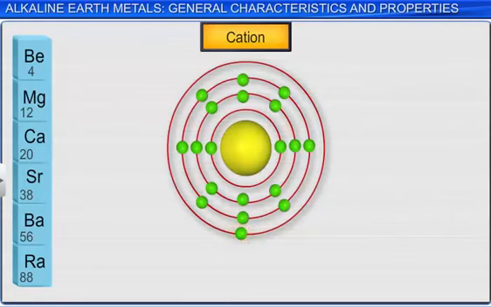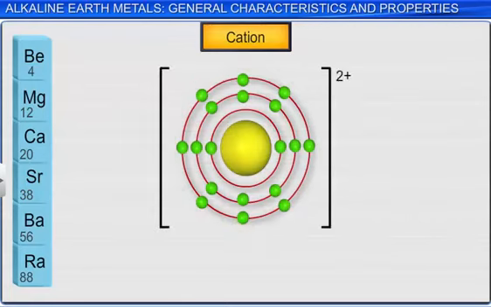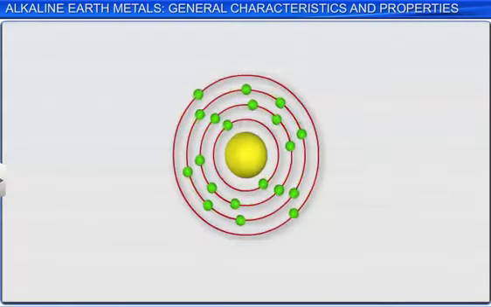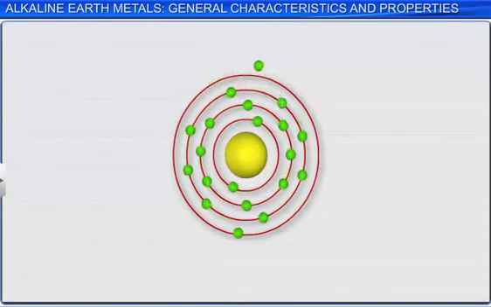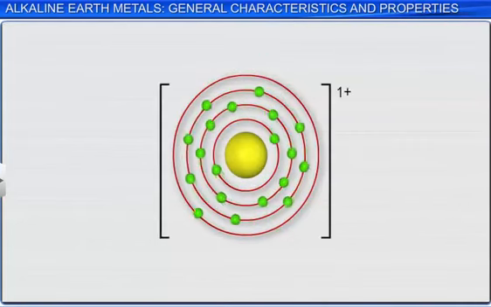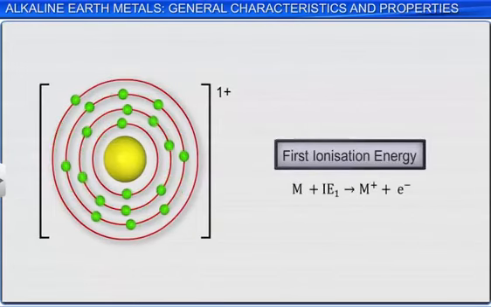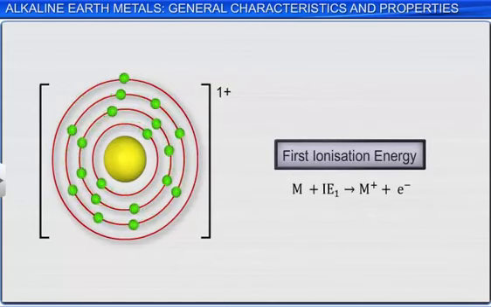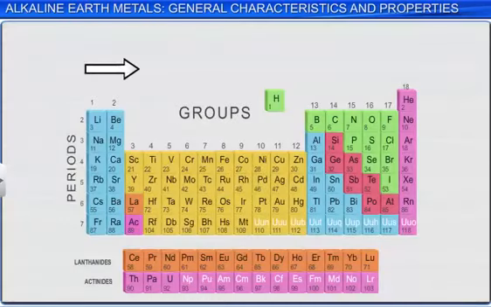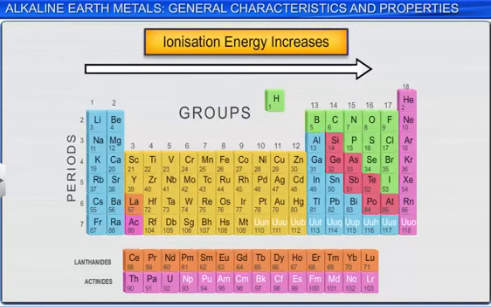Recall that ionization energy is the energy required to remove an electron from a neutral, isolated atom. A typical equation representing this change is shown. In general, ionization energy increases from left to right across a period. The outermost electrons are held more tightly as the nuclear charge increases. In accordance with this trend, the alkaline earth metals have higher first ionization energies than the alkali metals.